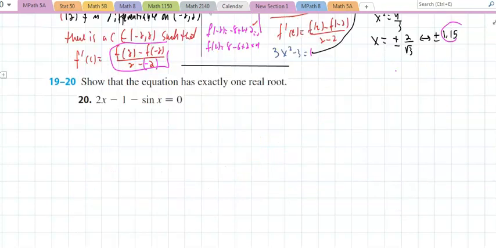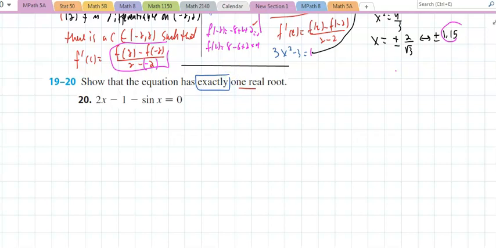Number 20 says, show that the equation has exactly one real root. Well, how are we going to do that? This is what I'm thinking. I'm going to show it has one root, and then to show it's exactly one, I'm going to use contradiction. I'm going to assume it has more than one and go from there.